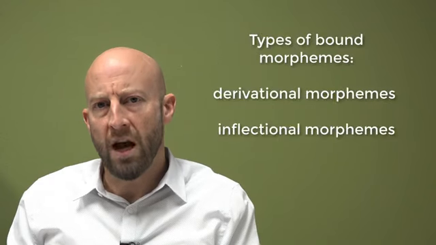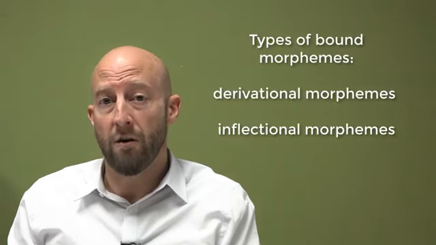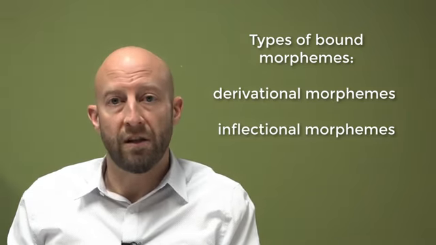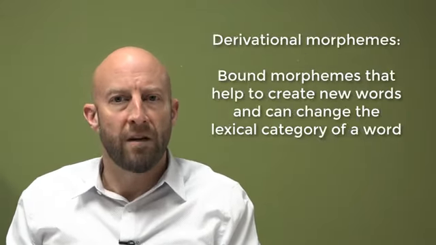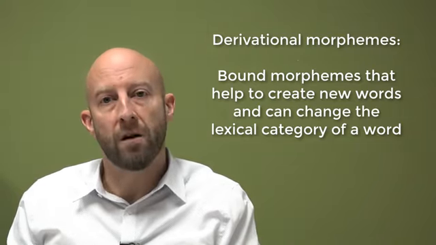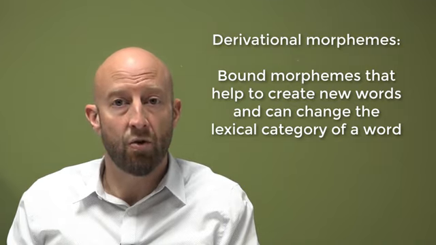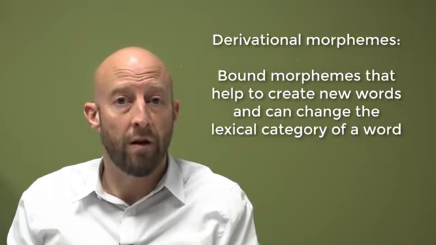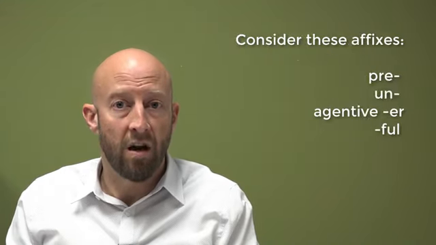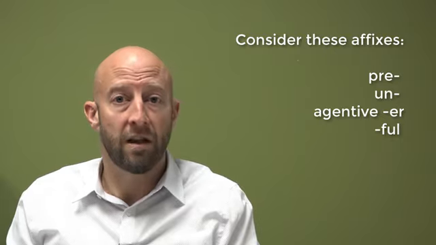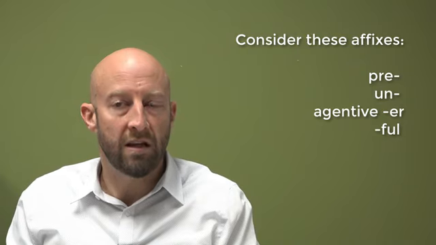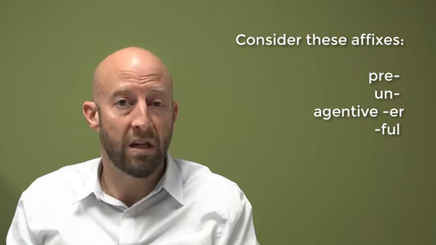So there are two types of bound morphemes. There are derivational morphemes and inflectional morphemes. Let's talk about each of these in turn. Derivational morphemes serve to create new words in a language, and they also have the capacity to change the part of speech or lexical category from one to another. If we consider these affixes, pre and un, which are prefixes, and this agentive er and full, which are suffixes, they do some interesting things that tell us that they are derivational morphemes in English.